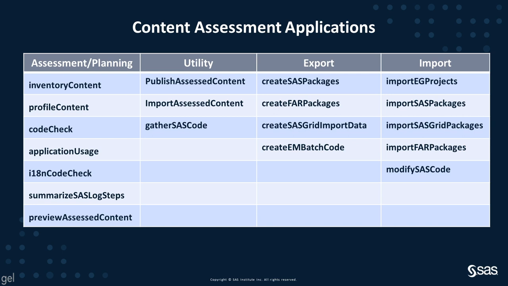In this slide, we break down the Content Assessment applications into those that help with assessment and planning, which we'll look at first, some utility applications that help in the process of running Content Assessment, those that help in the export area, and those that help in the import area. There's one Content Assessment application that we don't mention here, System Evaluation. That's a tool that applies to the upgrade of a 9.4 environment rather than a migration to Viya. It examines a deployment for possible issues that could adversely affect an upgrade.